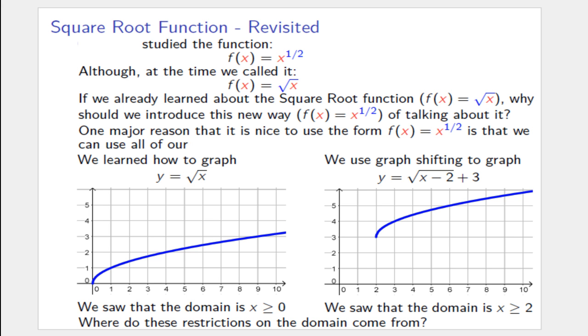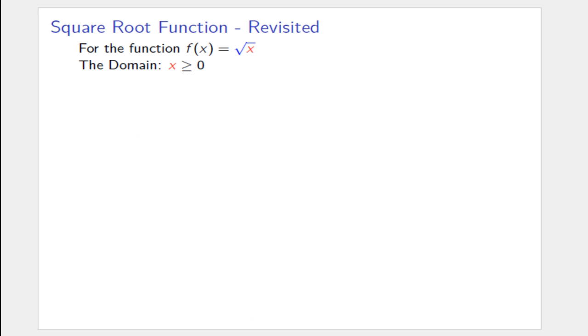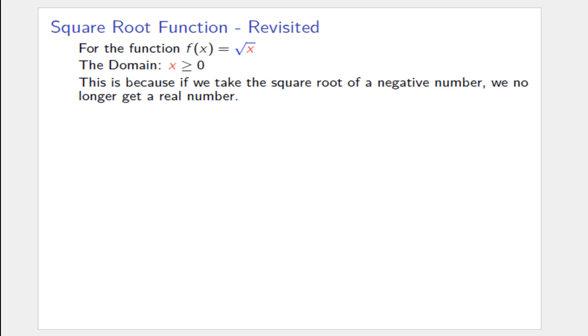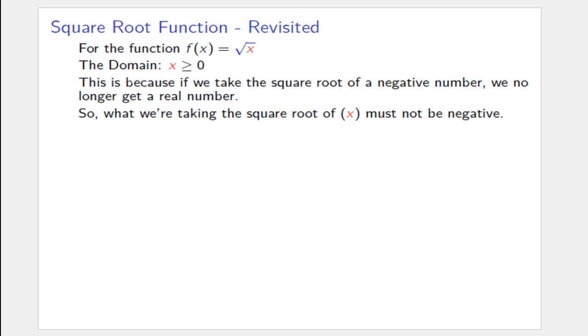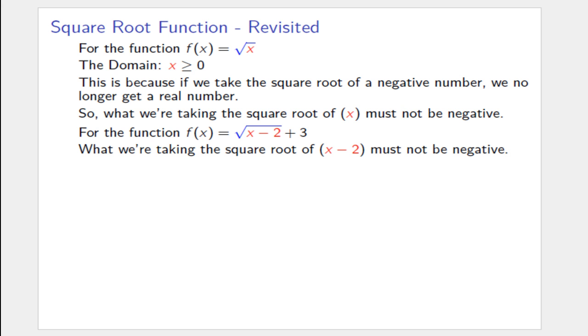So where do these restrictions on the domain come from? For the square root of x, the domain is that x must be bigger than or equal to 0, because if we take the square root of a negative number, we no longer get a real number. So what we're taking the square root of, in this case x, must not be negative. And for the function f of x equals the square root of x minus 2 plus 3, we're taking the square root of x minus 2. So that must not be negative. In other words, x minus 2 must be bigger than or equal to 0. But this gives us our domain, which is that x must be bigger than or equal to 2.